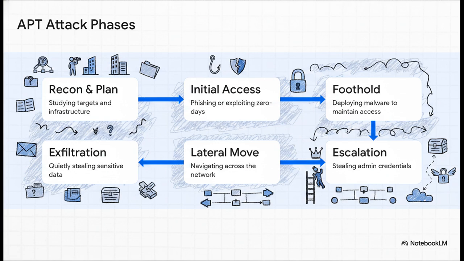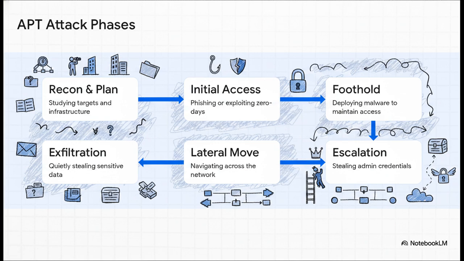Second is the initial compromise. This is often done through spear phishing targeting specific executives, maybe even you, or exploiting unpatched vulnerabilities. Step 3, they establish a foothold. They install backdoors or create new user accounts so they can always get back in if one door gets shut. Fourth, they escalate privileges, essentially stealing administrative credentials to get to the really sensitive data.